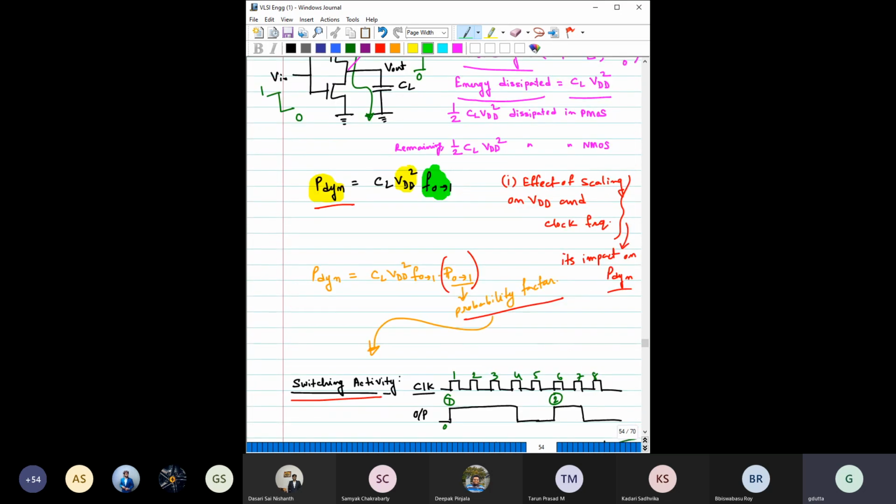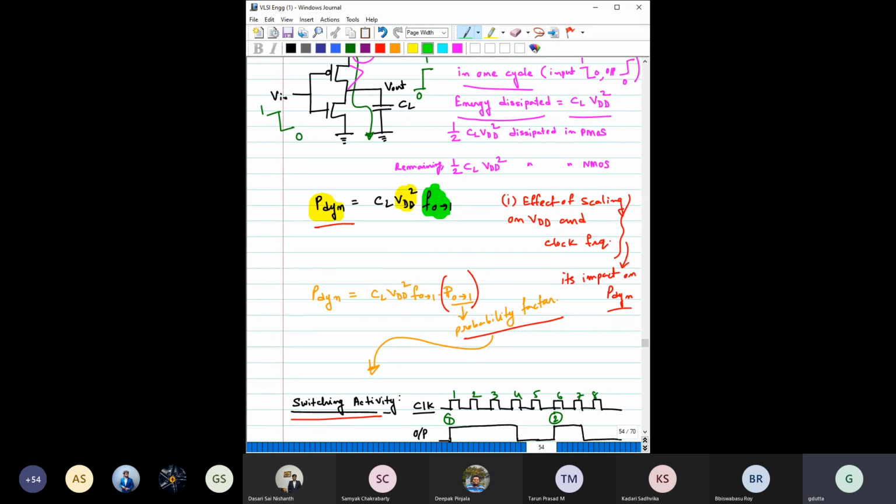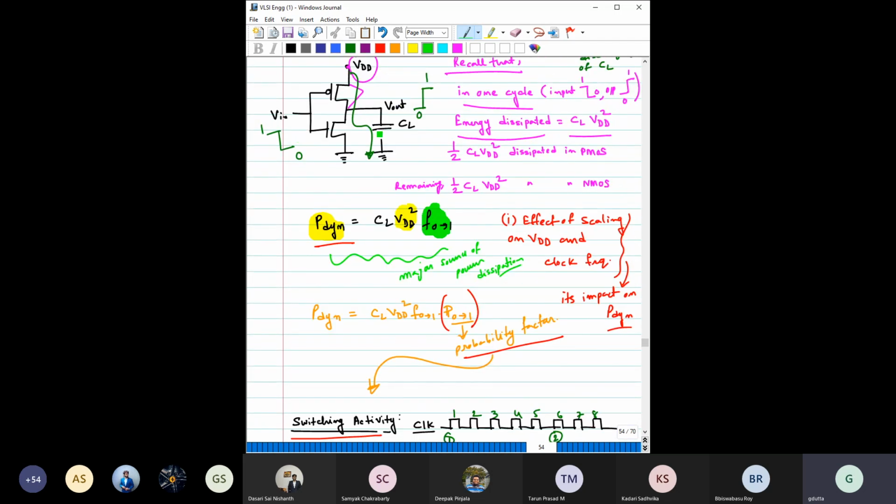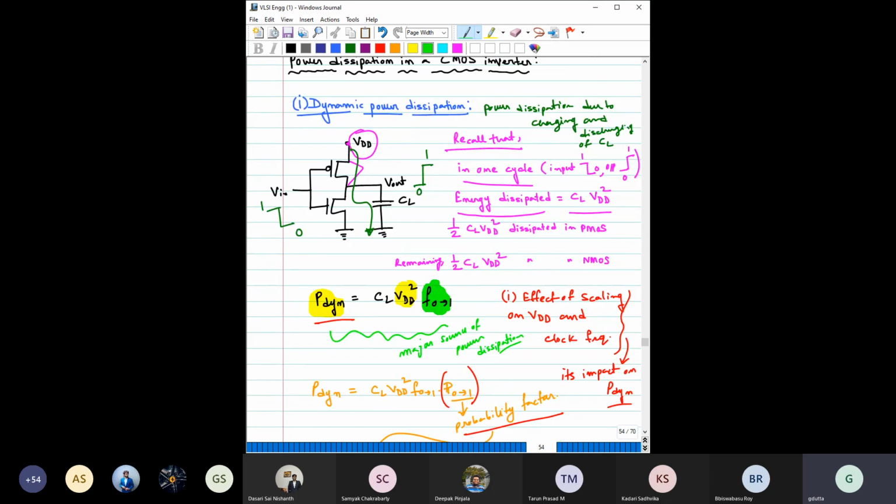Here remember, this is the dynamic power dissipation, and this is the primary type of power dissipation. This is the major source of power dissipation in a modern IC, compared to the other two types. And this only happens when it is changing. If the output is not changing, then there is no dynamic power dissipation.